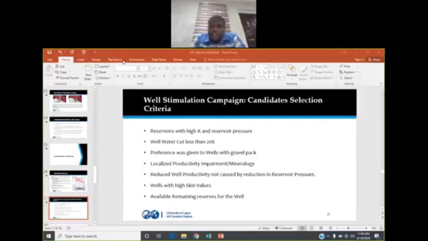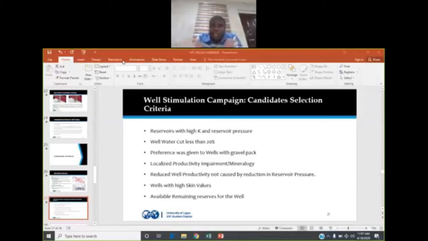We also tried to establish that the impairment is localized, meaning that we looked at the production from different wells producing from a particular reservoir. If we notice a general trend in reduction in production, it could be as a result of a decline in reservoir pressure. So we tried to establish that the impairment in that particular well is localized. We looked at the mineralogy of that reservoir, the clay content and the likes. And we also ensured that the reduced productivity is not caused by reduction in reservoir pressure. I think I've spoken about that. And we looked at wells with high skin. Don't forget what I said about high skin.